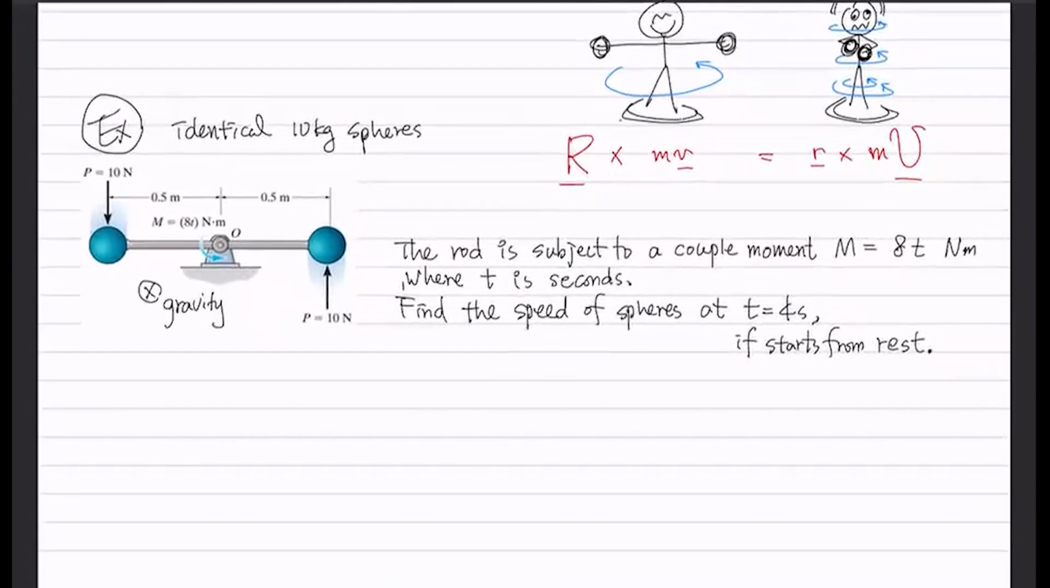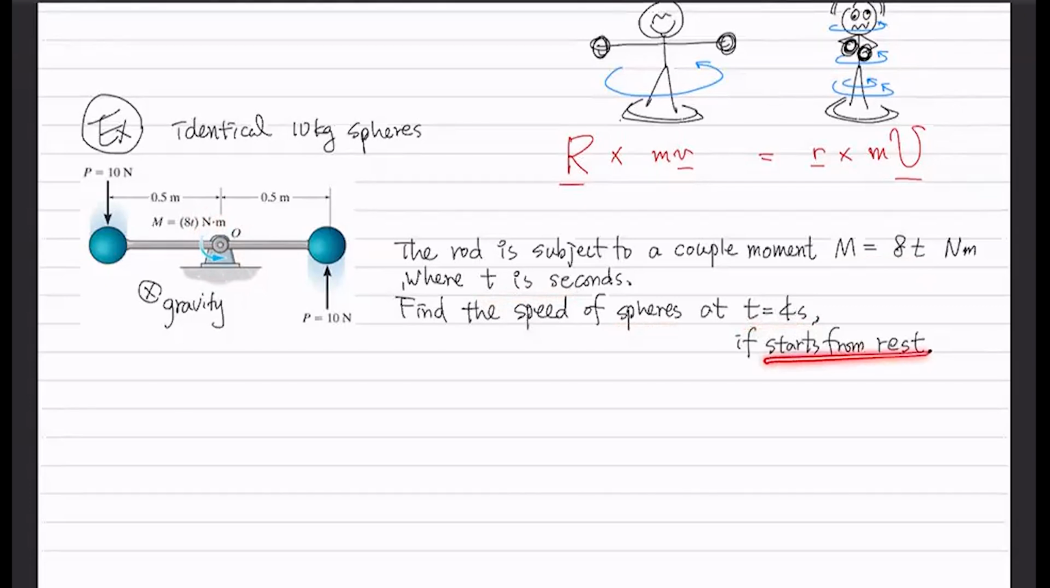Okay, so let's assume that there are two identical 10-kilogram spheres like this, and the rod is subject to a couple moment that is applied by something in here. Maybe you turn it, or there's a motor or something like that, okay? And that is 8 times t. That t is in seconds. And the question is, find the speed of the spheres when t equals 4 seconds.